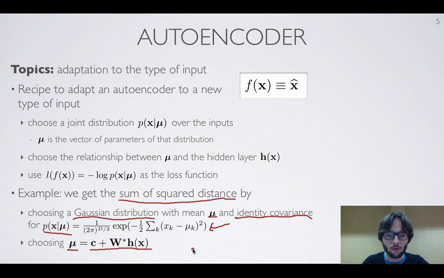All right, so that's all for the loss functions we can use, and now we have different alternatives and even a recipe to generalize to many types of data.